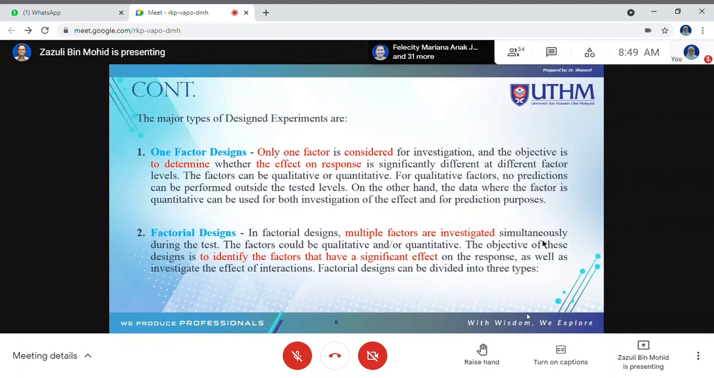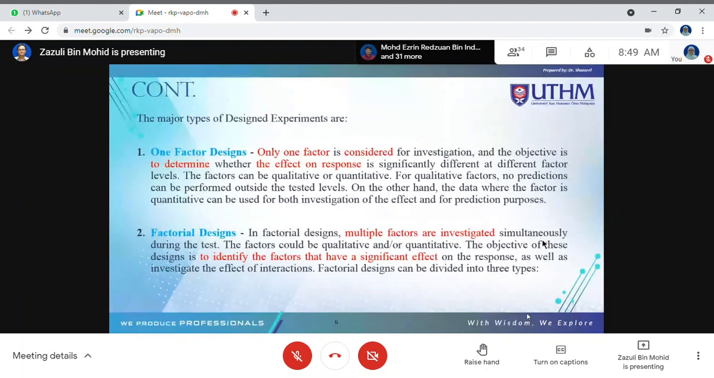So the second one is factorial design. In factorial design, multiple factors are investigated simultaneously during the test. So we have more than one factor, at least two factors. And the factors could be qualitative or quantitative. The objective of this design is to identify the factors that have a significant effect.